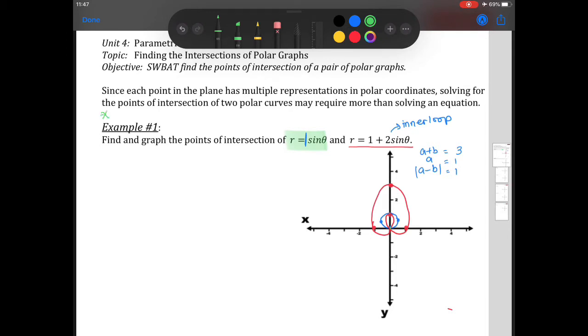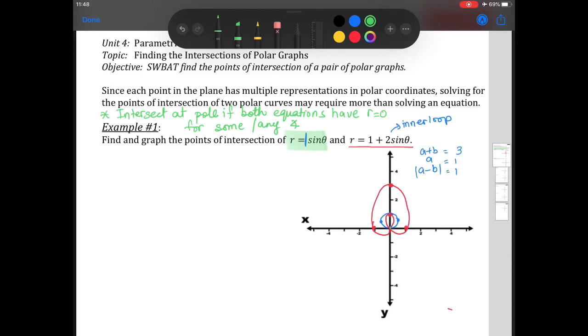I want you to copy this in order to find the intersection at pole. And pole is the origin, okay? Intersection at pole: the curves intersect at the pole if both equations have r equals 0. So substitute r equals 0 for some angle. And I'll show it to you.